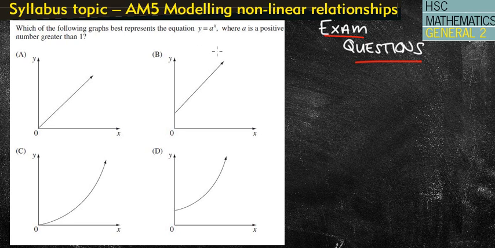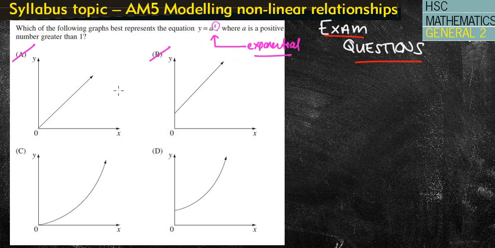Which of the following graphs best represents the equation y equals a to the power of x, where a is a positive number that is greater than 1? So straight away I would look at that formula and I'd say that is an exponential equation, because the exponent, the power, is the x value. So straight away, I should be able to cross out A and B because they are straight line graphs. So I've got either C or D.